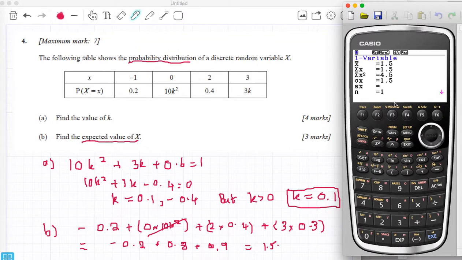Now, for 3 marks, I wouldn't type this into the calculator and just put down 1.5. I'd do this working out to show the examiner I understand what I'm doing. I'd double check it on the calculator.